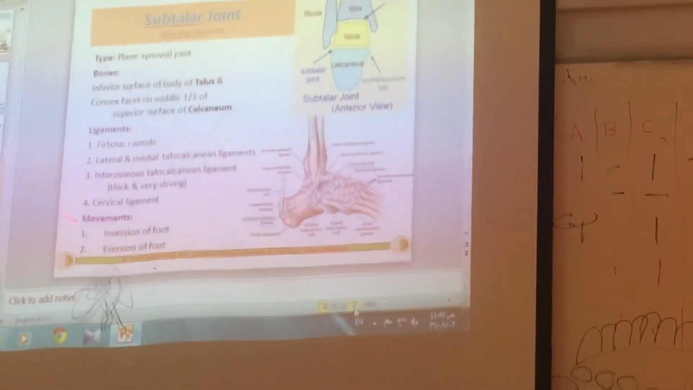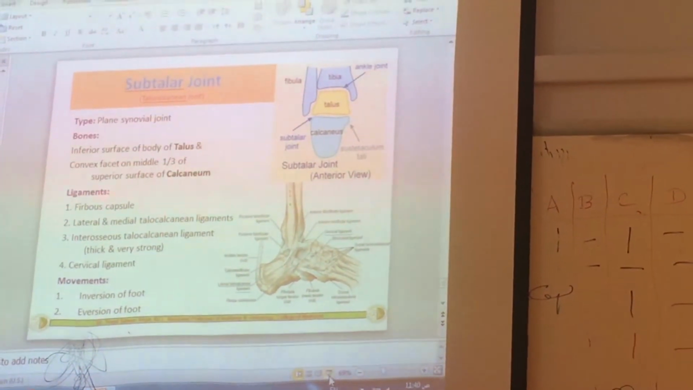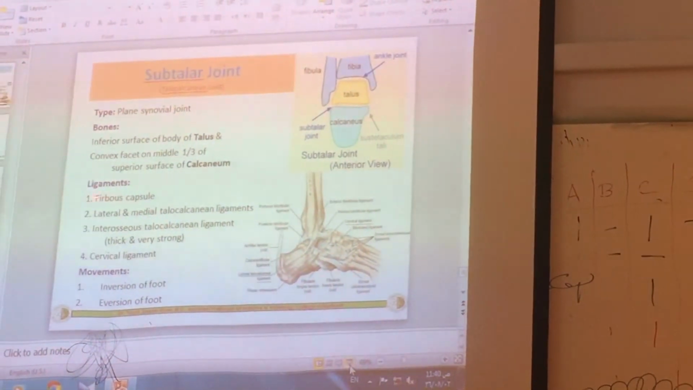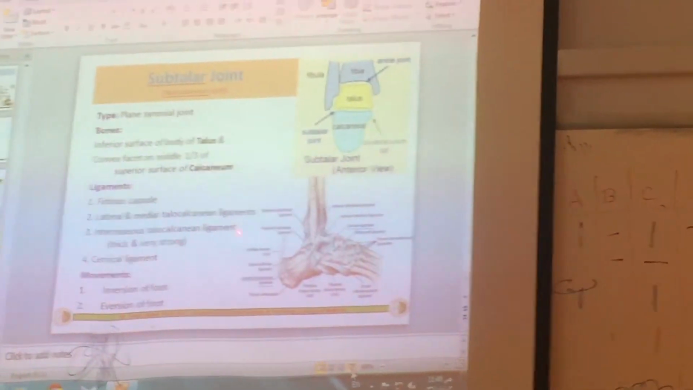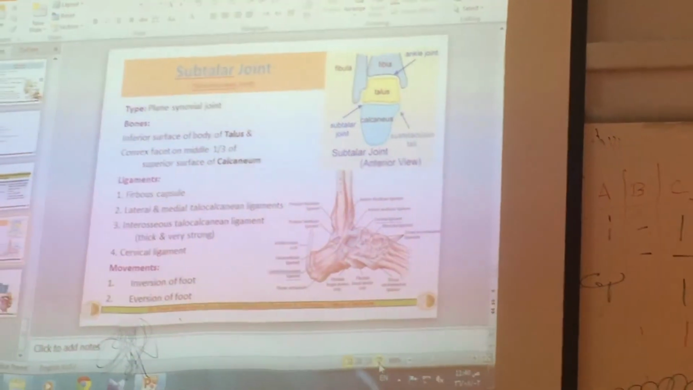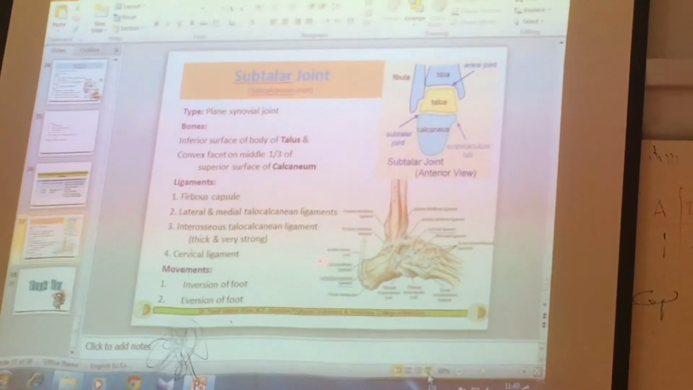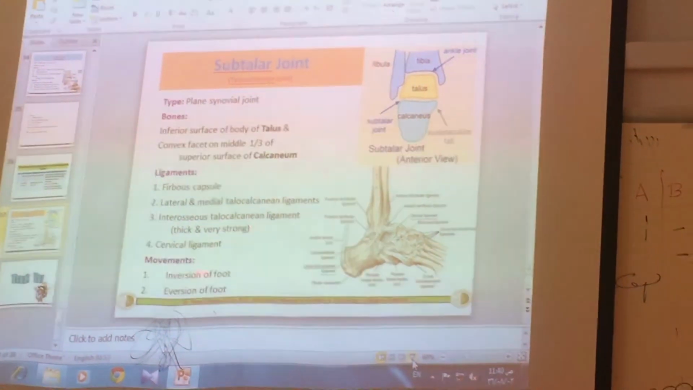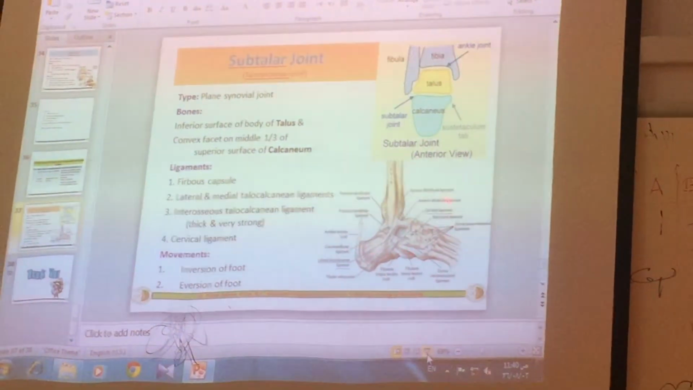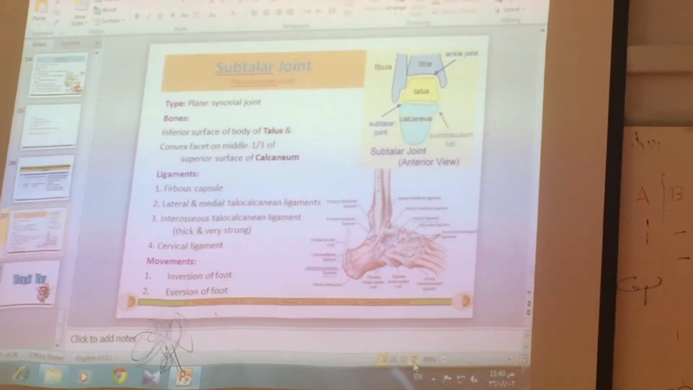This joint is maintained by its ligaments: the fibrous capsule, then the lateral and medial talocalcaneal ligaments, then the intraosseous talocalcaneal ligament and the cervical ligaments. All these ligaments are important in the stability of the joint.